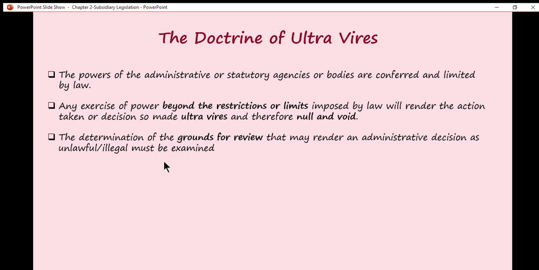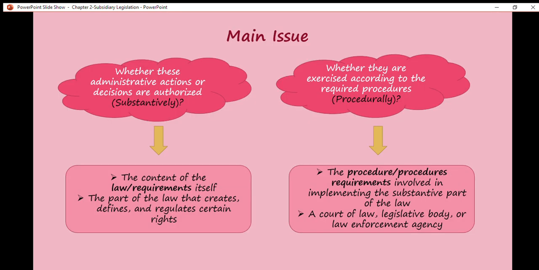And the determination of the grounds for review is very important, because what may render an administrative decision unlawful or illegal must be examined. So, in order to know whether they have exceeded their power, we need to determine the grounds for review, because we want to review the decision or the actions of the public authority. So we must identify the grounds for review.